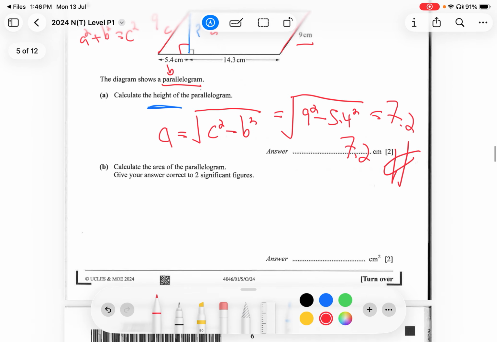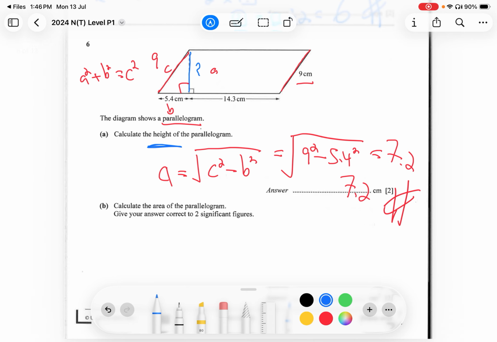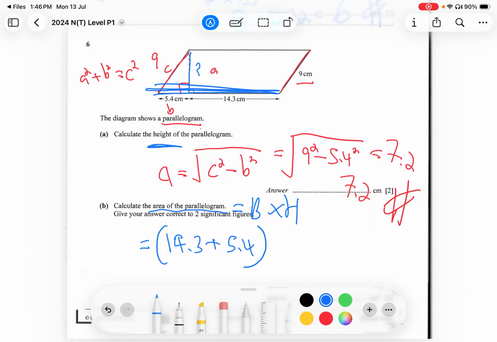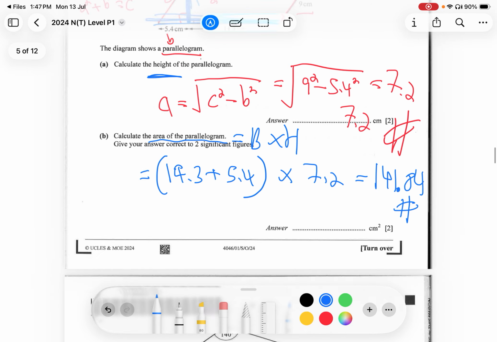Okay, then the area will just be base times height. Area of the parallelogram is base times height. The base is the base of the whole thing, 14.3 plus 5.4, times the height. Height is 7.2, the perpendicular height. Then from here you get the answer, 141.84. That will be the area of the parallelogram.